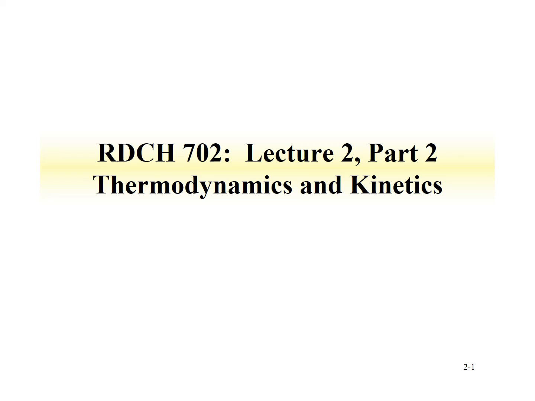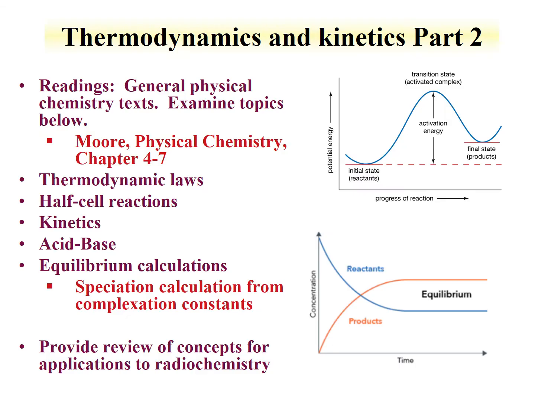Welcome to Part 2 of Lecture 2 for Radiochemistry 702. This is the lecture on chemical kinetics and thermodynamics. Part 2 of the lecture on thermodynamics and kinetics is going to cover equilibrium calculations. Speciation calculations from complexation constants will be explored, and applications provided to the radio elements.